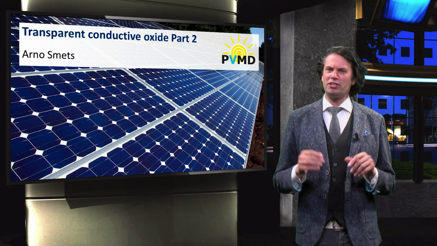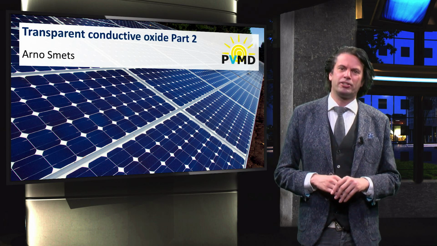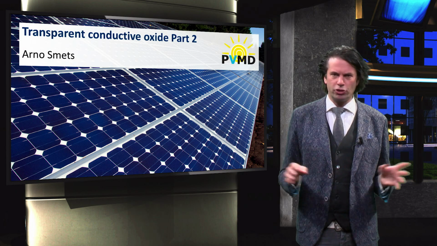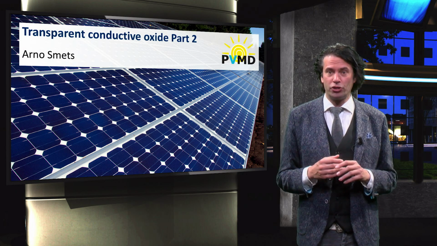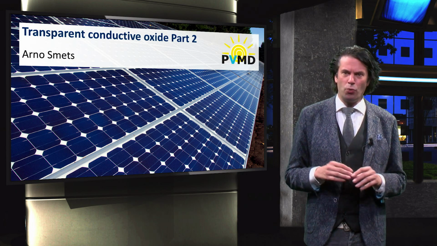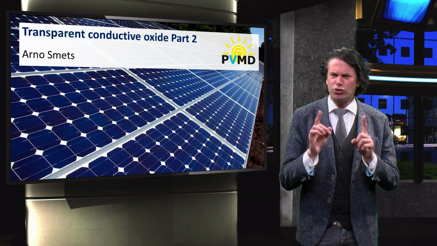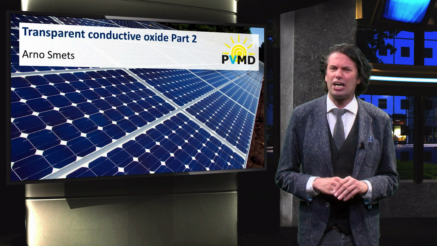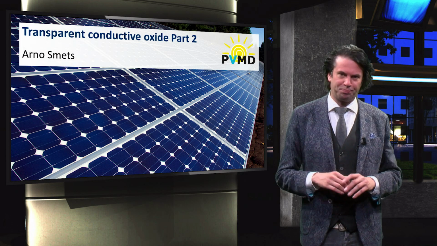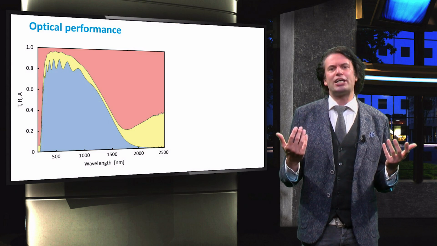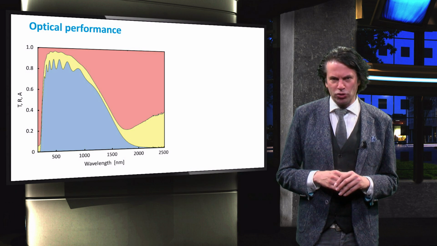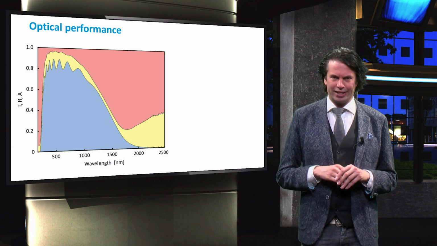In the previous video, we started our discussion of the transparent conductive oxide layers. We discussed the need of many thin film technologies for a transparent layer with high lateral conductivity, and we saw how transparent conductive oxides are the best available option. Now we take a look at the performance of an aluminium-doped zinc oxide layer.